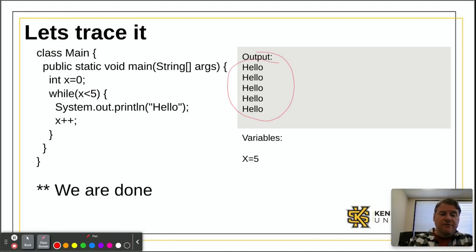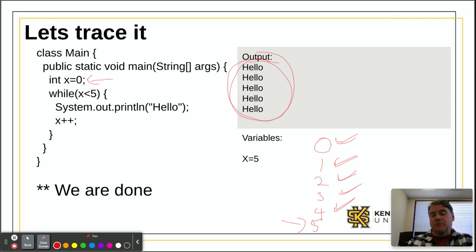So if you look at this loop, x started at 0, and through the loop, x was initially 0, then it was 1, then it was 2, then it was 3, then it was 4, and then it was 5. When we got to 5, the loop stopped, but it printed hello because of each of these lines, and you'll notice it did it 1, 2, 3, 4, 5 times, which is why we get 5 hellos up here. So that's how you trace a loop.